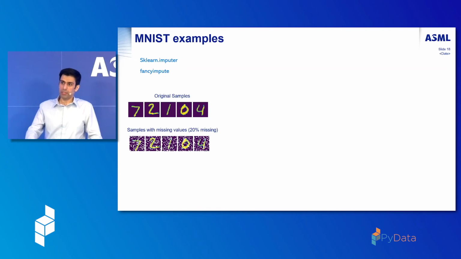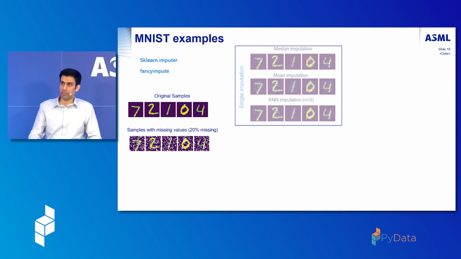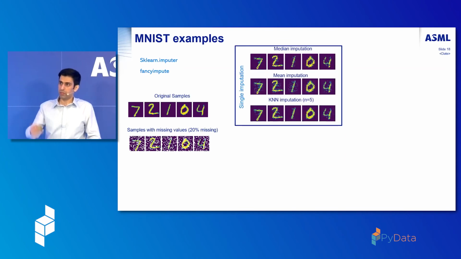So what I did was that I artificially induced 20% missingness in the data, as you can see at the bottom. And then I tried a number of imputation techniques. For the single imputation, I tried median, mean, and KNN imputation. And you can already see that, for example, median or KNN works better than the mean imputation. And you can do that with both scikit-learn and fancyimpute.